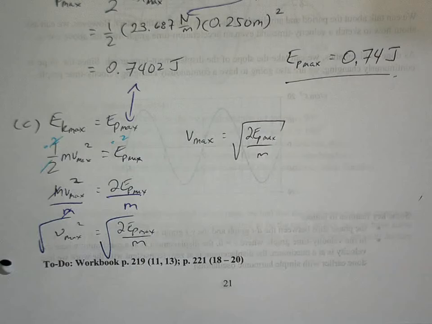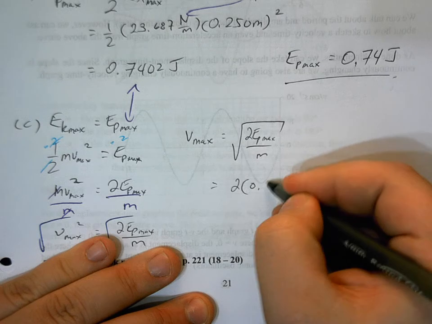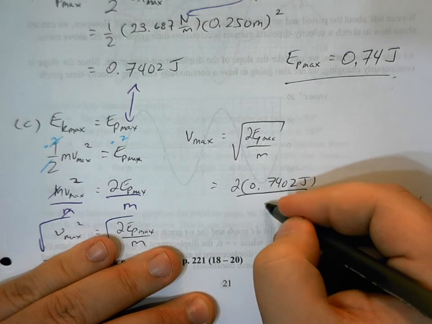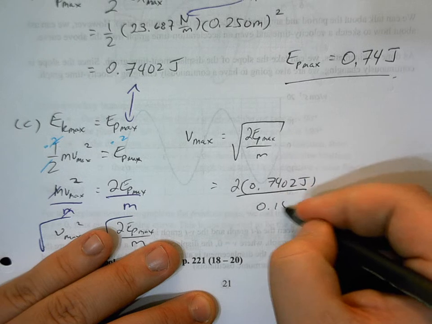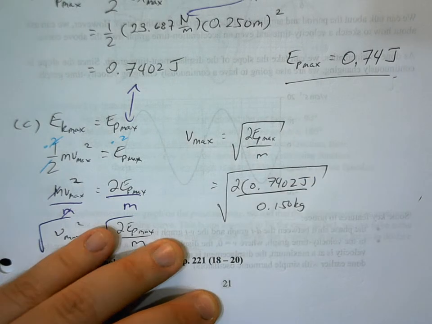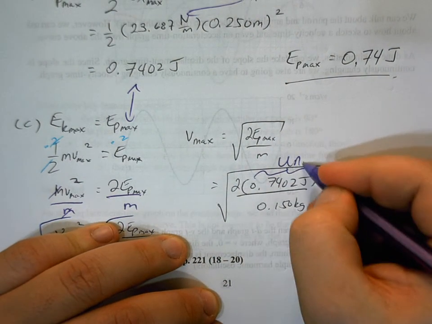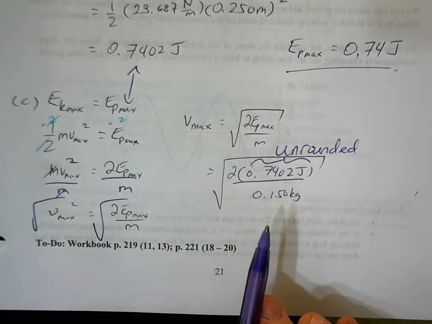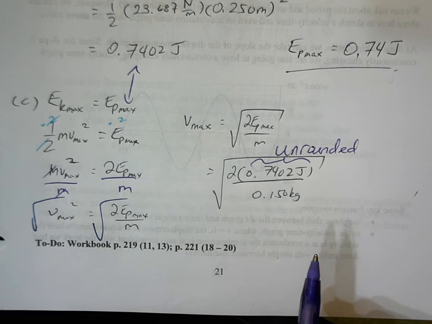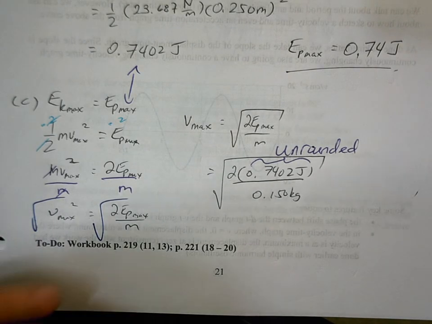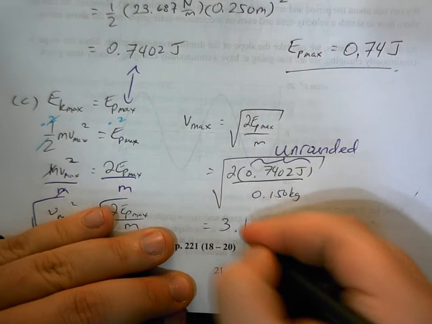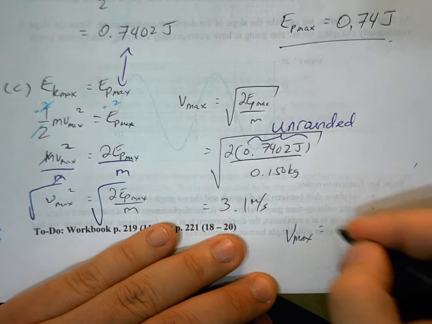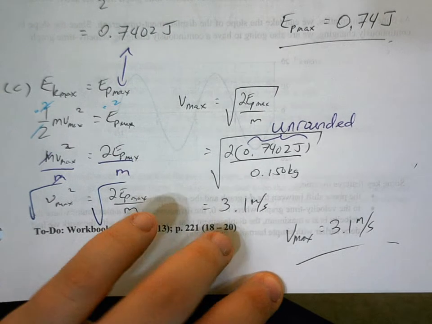Last thing, let's plug in what we know. Again, for that maximum potential energy, we don't want to use 0.74 joules. We want to use an unrounded value, so we want to take as many digits from the calculator as possible. And then the last thing we'll do is we've got to square root this whole thing. Don't forget your square root. That's always the killer for these type of questions. So the last thing, we are going to get roughly about 3.1 meters per second. So for this oscillator, we're going to say that its max speed is about 3.1 meters per second.